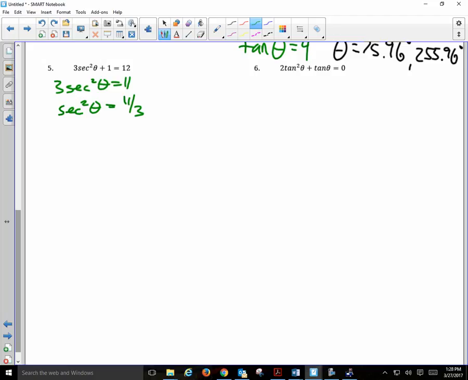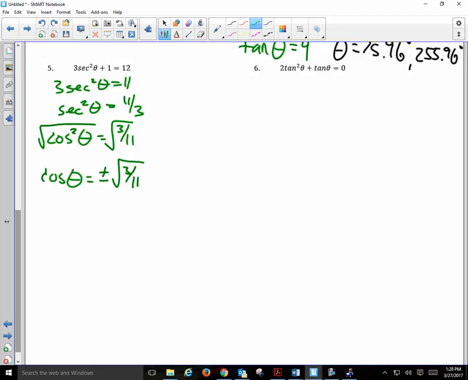Yeah, we could square root it. Before we square root it, I'm going to change it to cosine. Still don't like it? Now I'm going to take the square root. Cosine of theta is equal to, and when you square root a variable, what do you have to list? Plus or minus the root of 3 over 11.